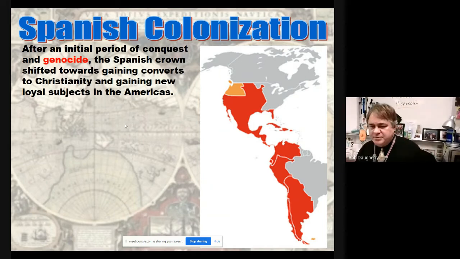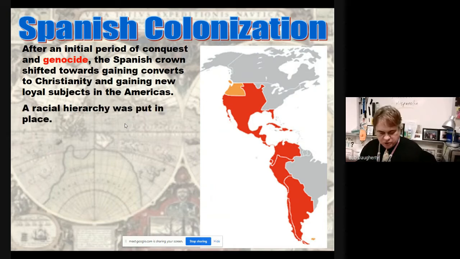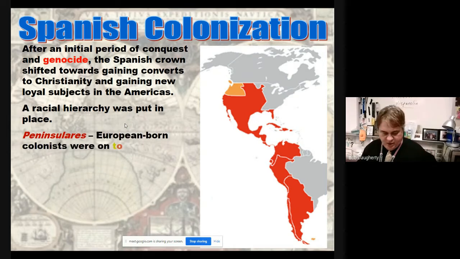Now, with a lot of them dying, the Spanish are going to realize, hey, we need these people to work, but also to be converts to our particular branch of Christianity, Catholicism. Now, ultimately, as you guys will see here, a racial hierarchy that is sort of like a pyramid, like the one I talked about in class today about feudalism, except instead of it being based on land, it is purely based on your race and where you were born. Now, at the very top are the peninsulares. These are people who were born on the peninsula. And the peninsula we're talking about is the Spanish peninsula, right? The Iberian Peninsula, where Spain and Portugal are. Because of this accident of birth, they are at the very top.